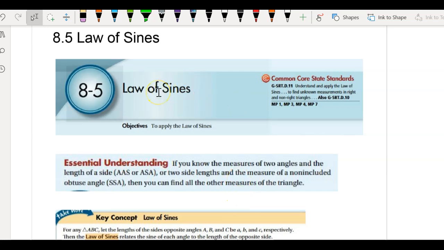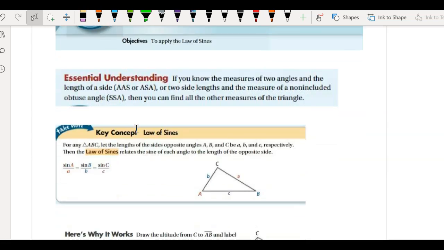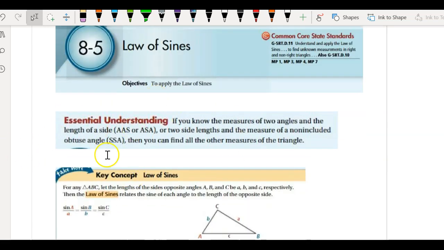So this is 8.5, the law of sines. When we finish, I'd like for you to be able to apply the law of sines. So here's what I want to make sure that you understand, or what you really need to understand to be able to get this concept.